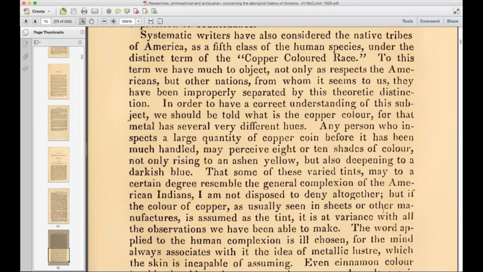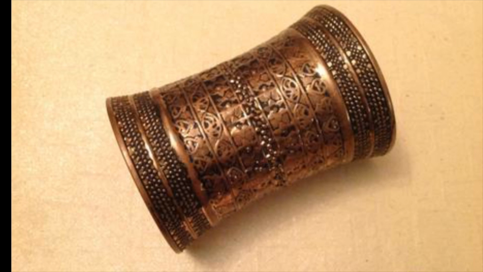He knows it does. But if the color of copper, as usually seen in sheets or other manufactures, is assumed as the tint, it is at variance with all the observations we have been able to make. The word applied to human complexion is ill chosen, for the mind always associates with it the idea of metallic luster, which the skin is incapable of assuming.